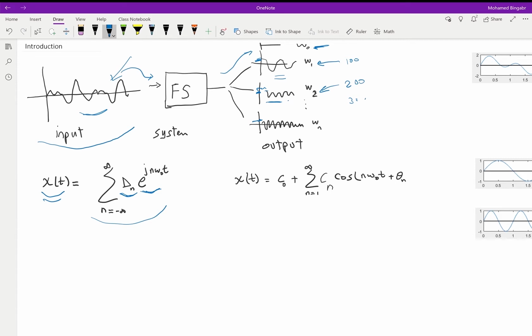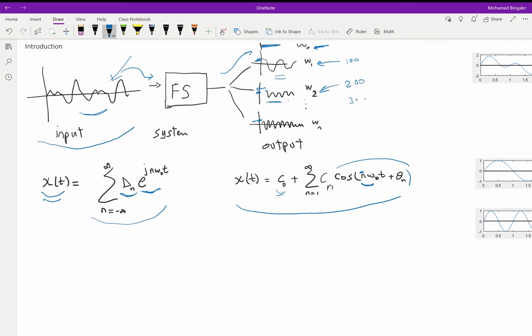Or the compact trigonometric form, which is more obvious to us. It's basically a DC C0, which is this DC, and harmonics, cosine functions of different frequency, where omega 0 is the fundamental frequency. And n equal 1, that's the first harmonic. When n equal 2, that's the second harmonic. This is n. When n equal 3, the third harmonic, and so forth.